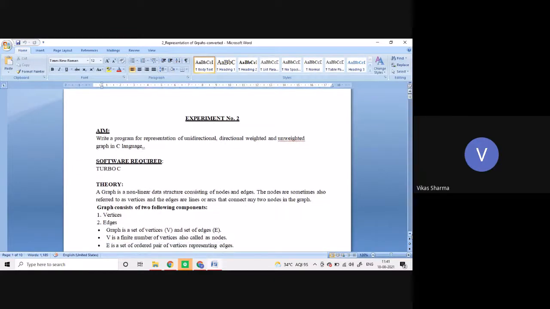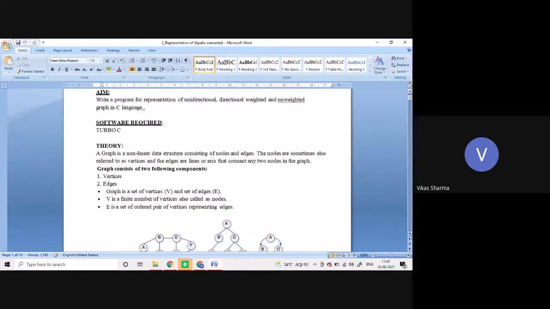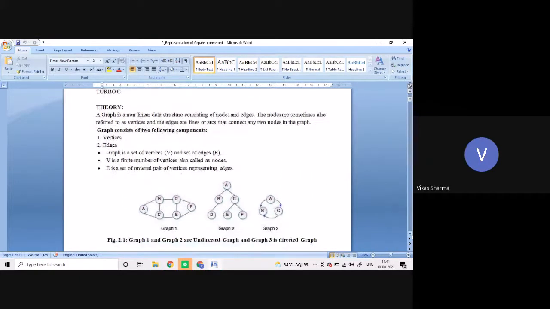a graph is a non-linear data structure consisting of nodes and edges. The nodes are sometimes also referred to as the vertices, and the edges are the lines or arcs that connect any two nodes in the graph. Here we can see in these diagrams, in graph number 1, A, B, C, D, E and F are the nodes, and the lines between A and B, B and D, B and C, D and E and F, these are all our edges.